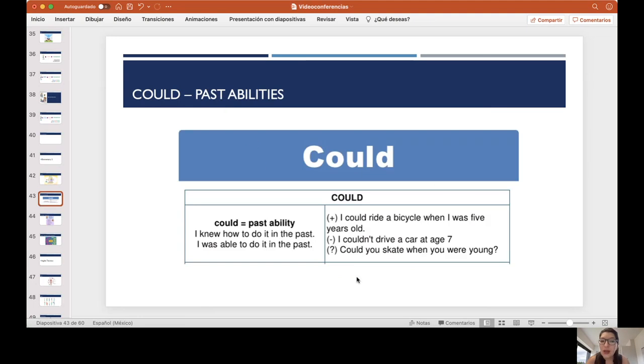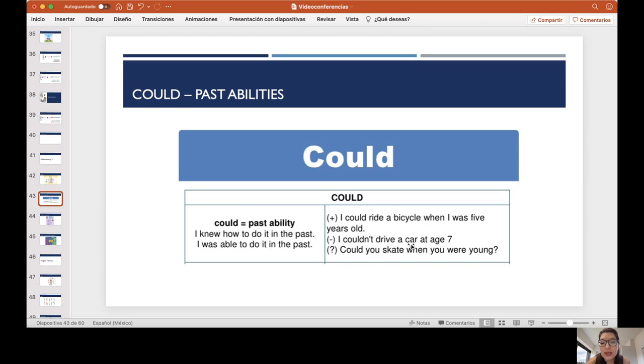Then we also practiced could for talking about past abilities. Okay, and here it says I knew how to do it in the past, or I was able to do it in the past. It's an ability that we had in the past. For example, when I was a child, I could skate, but right now it's really difficult for me. I haven't practiced for a long time. And here it says, I could ride a bicycle when I was 5 years old. It's a positive or affirmative sentence.